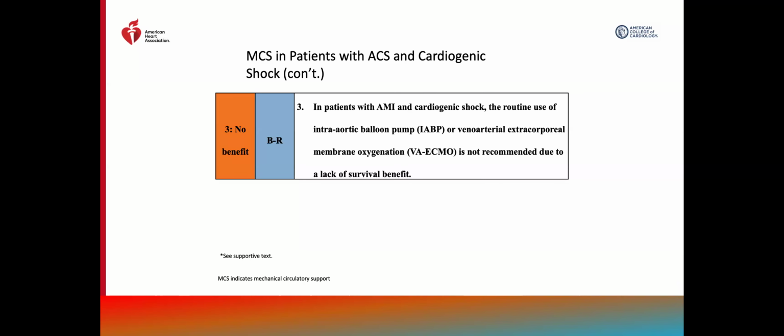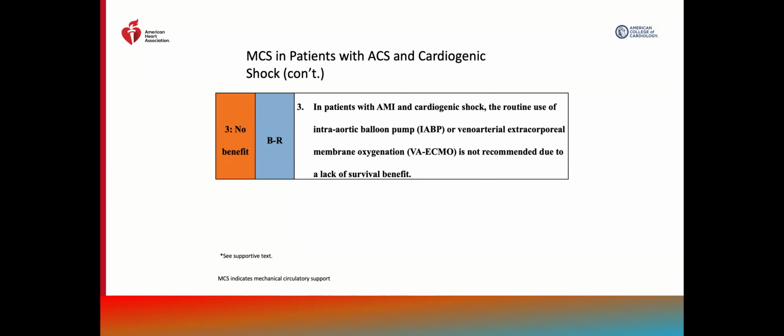Apart from the new statement about Impella, the 2025 guideline also includes a statement recommending against the routine use of balloon pump and VA-ECMO in acute MI and cardiogenic shock. Specifically, it says in patients with AMI and cardiogenic shock, the routine use of intra-aortic balloon pump or VA-ECMO is not recommended due to a lack of survival benefit, class 3.